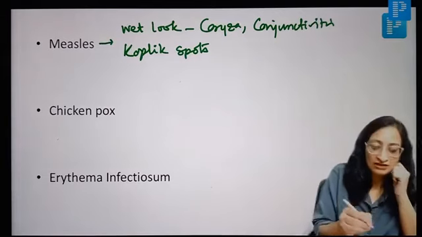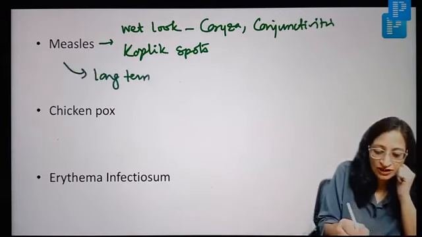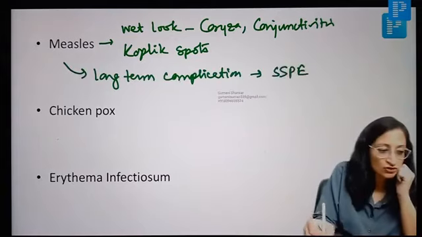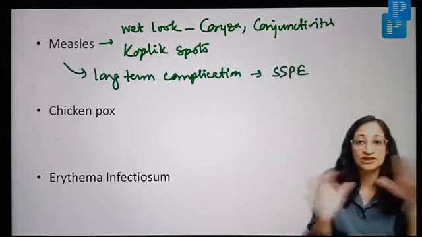So Koplik spots can be present, and there is a long-term complication that is possible that is sometimes asked. Long-term complication of measles is SSPE, subacute sclerosing panencephalitis, which is a fatal condition.